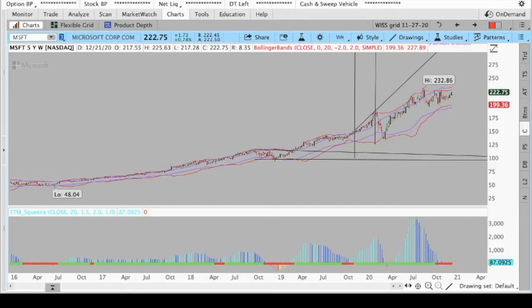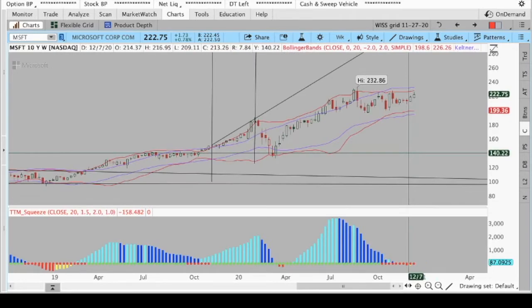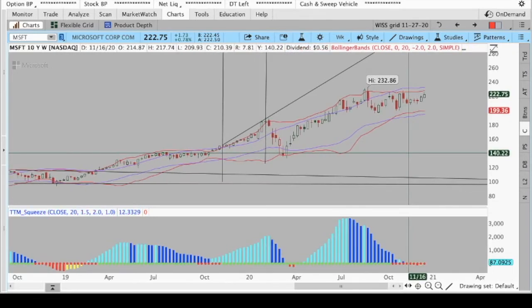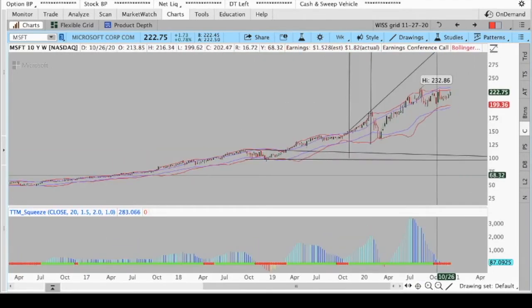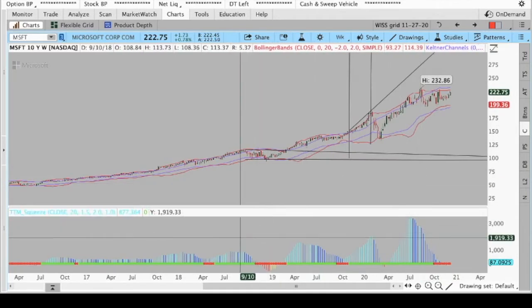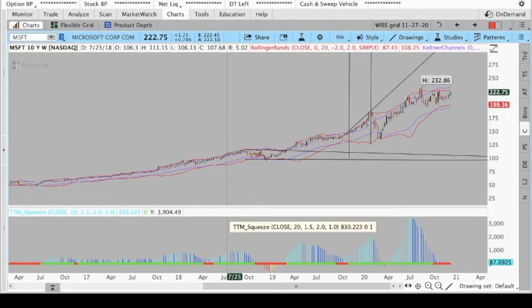Today I'm going to go over the John Carter TTM Squeeze indicator and how you can use it to catch explosive moves to the upside or downside. Right now we're looking at a weekly chart, and on the bottom here we have the TTM Squeeze. The originator was John Carter.